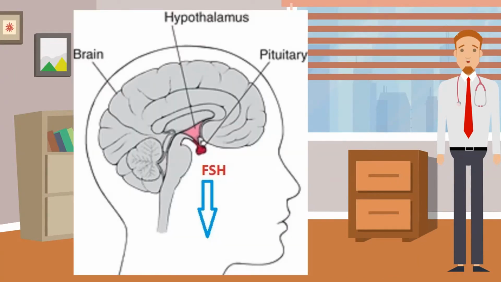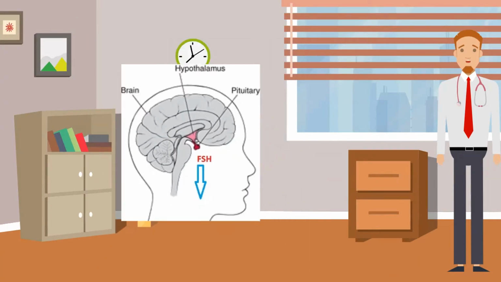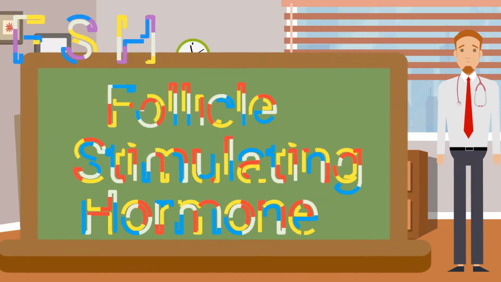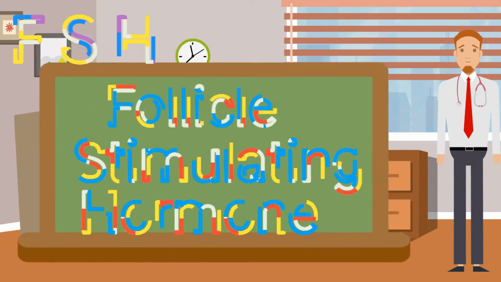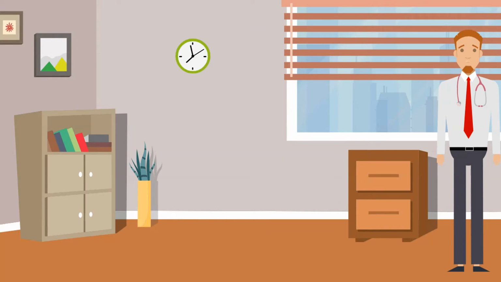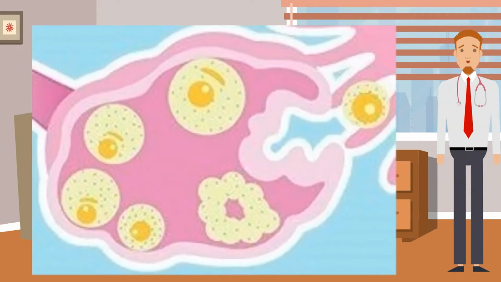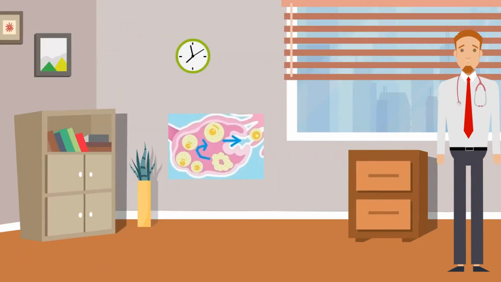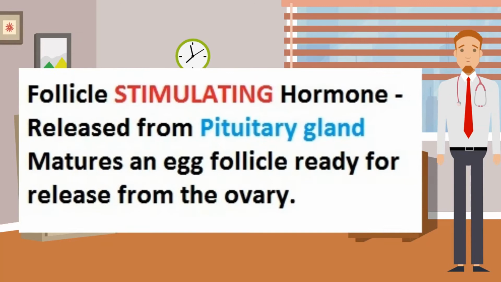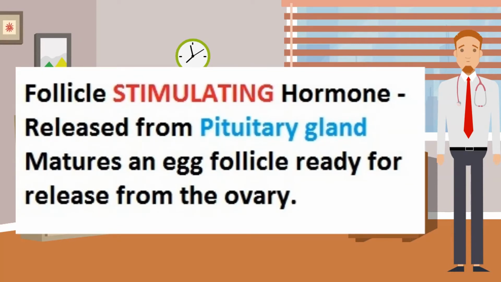FSH is released from the pituitary gland. FSH stands for follicle stimulating hormone, and as the name suggests, its purpose, its job, is to trigger the start of a follicle maturation, basically the formation of a mature egg ready for release. FSH is released in the pituitary gland and this matures an egg follicle.